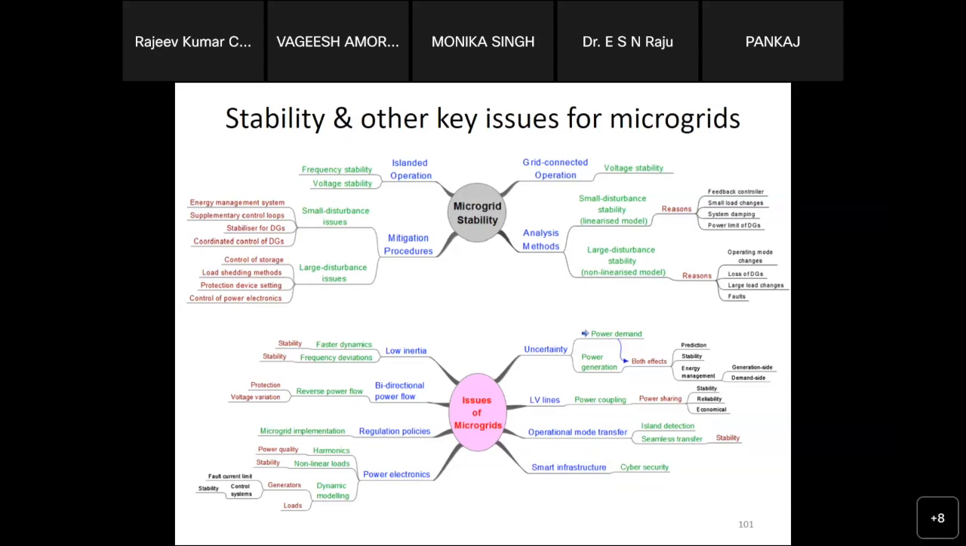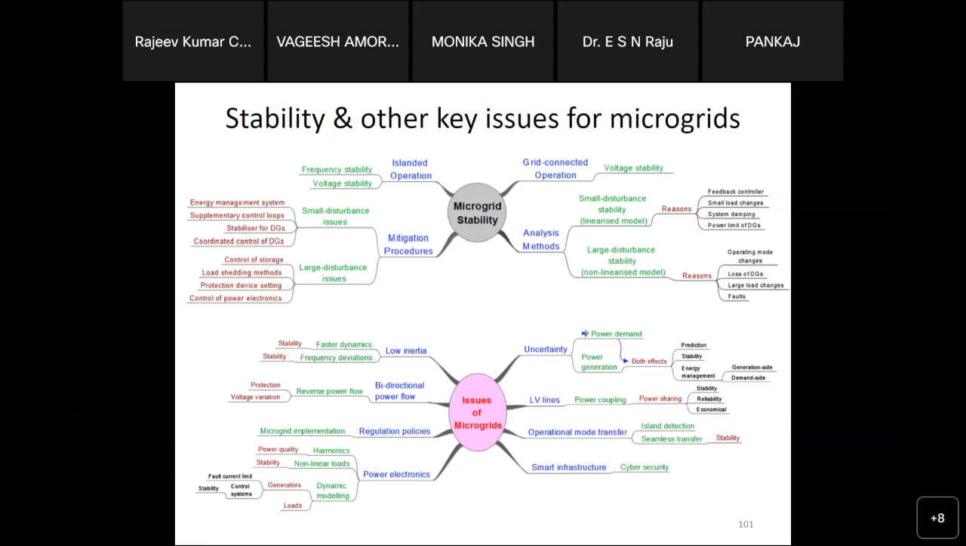large signal disturbance is mainly caused by the loss of the DC, load changes, the different operating modes, or the faults. So if you include energy storage having more power density or more energy density, we can simply minimize the mismatch between the generation and the load.